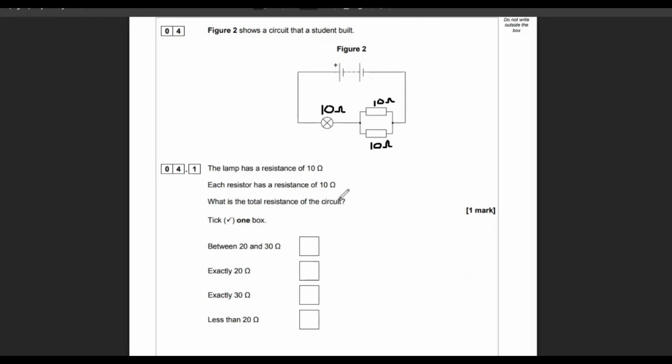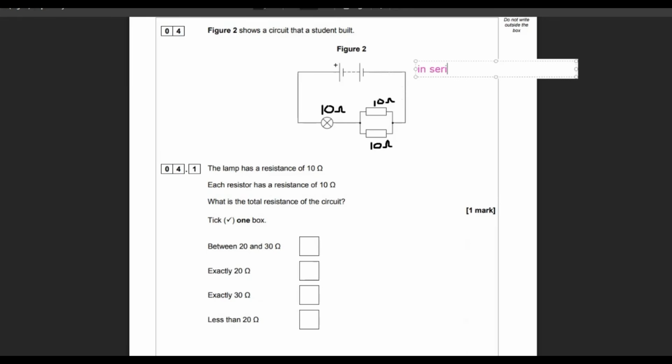What is the total resistance of the circuit? So is it 20 to 30? Is it exactly 20? Is it exactly 30? Is it less than 20? So you'd look at that and a common mistake will be to go, oh, it's 30, right? 10 plus 10 plus 10. But here's where our circuit rules come in, and you have to memorize these off by heart. And there are some circuit rules.